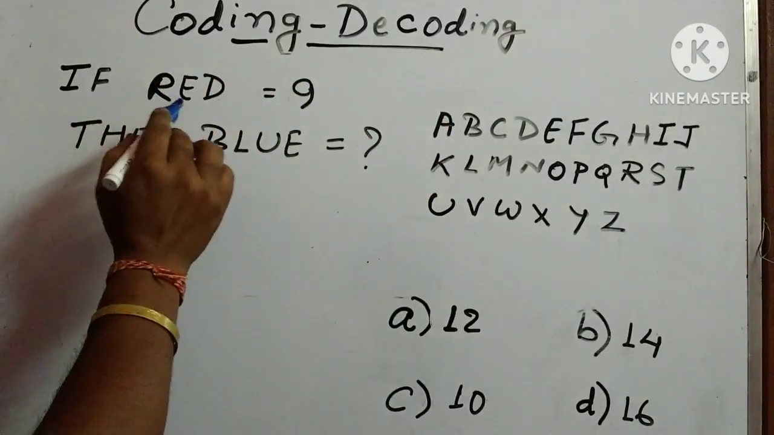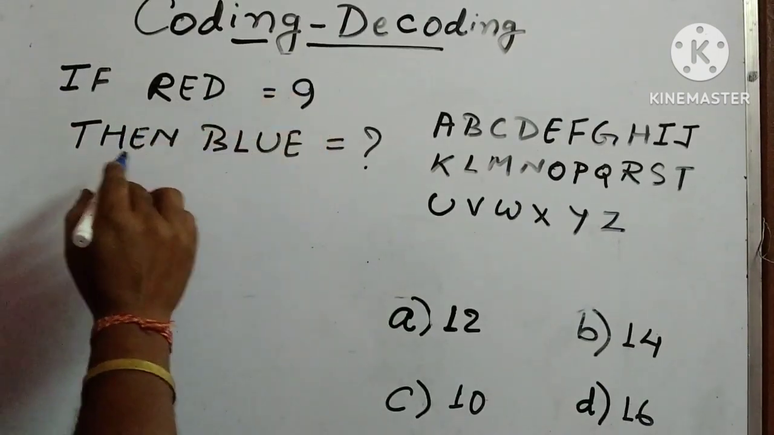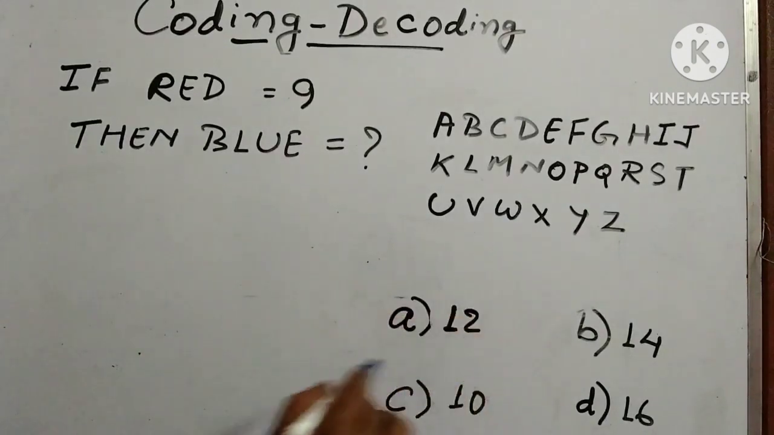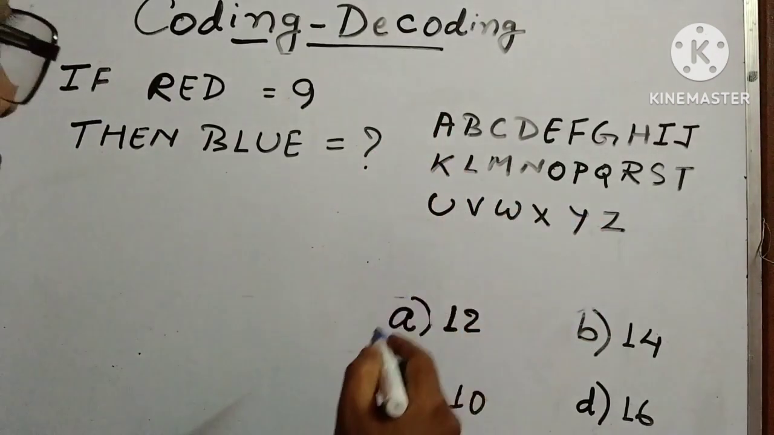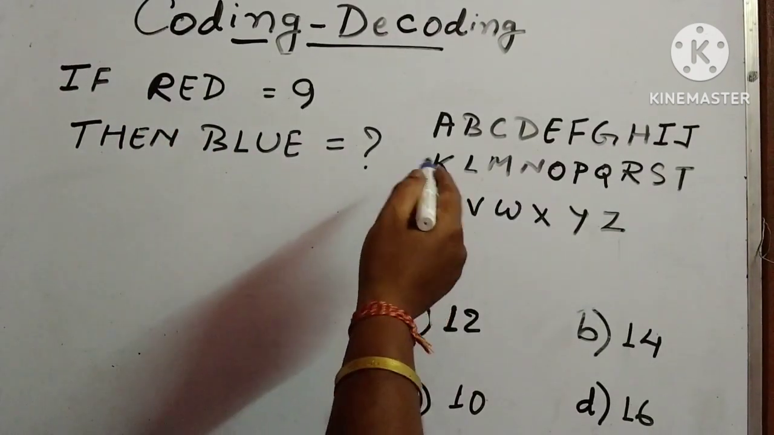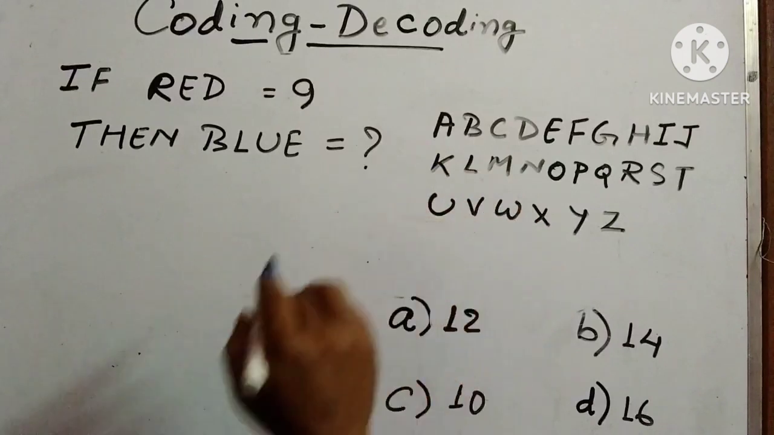Question of coding and decoding. So if red is coded as 9, we have to find out how we will code blue, and the four options are given. Now this type of coding decoding question often comes in various competitive exams. So these questions are very important. For this type of question, we need to write down the English alphabet from A to Z first, because we need the position of English alphabets in this type of question. I have written this English alphabet first.